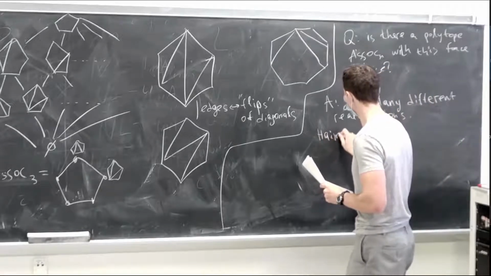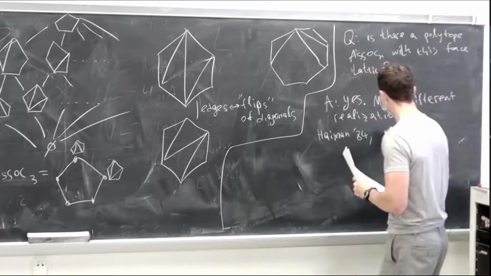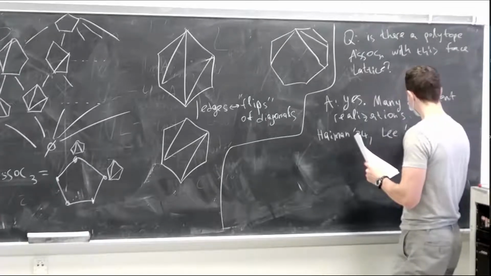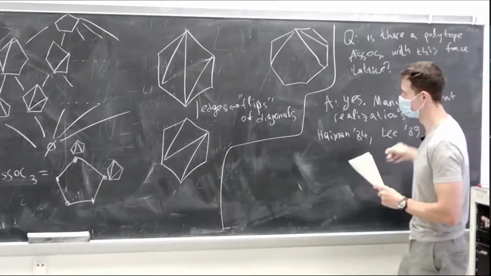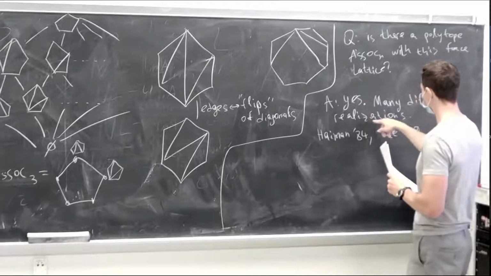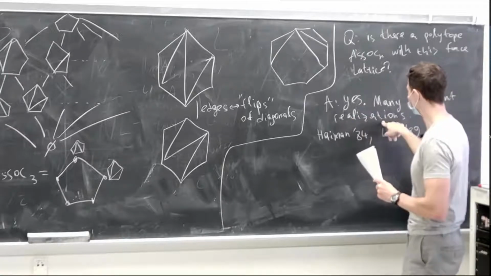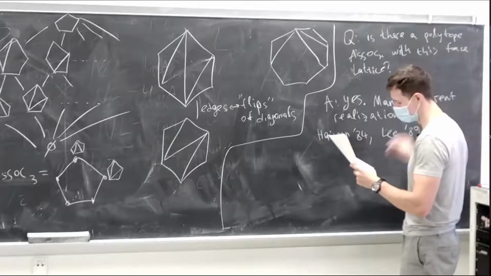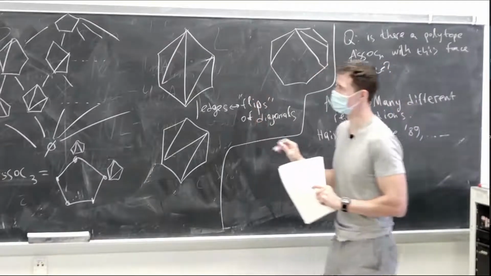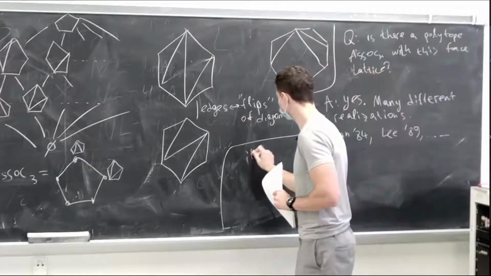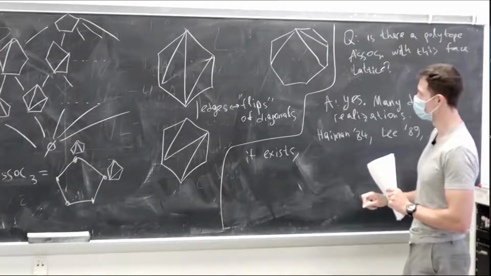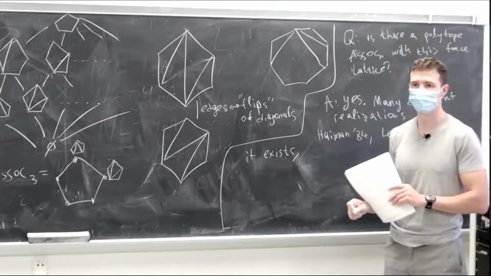The first one was Haiman in 84, and this is an unpublished preprint. And then there was Lee in 89, and then the list keeps growing and growing. There are realizations coming from cluster algebras by Fomin and Zelevinsky, and then there are secondary polytopes of Gelfand, Kapranov, Zelevinsky, and a few more. Anyways, before I go on, let's assume this polytope exists. If it exists, what are the properties? Is it simple or simplicial, or neither, or both?